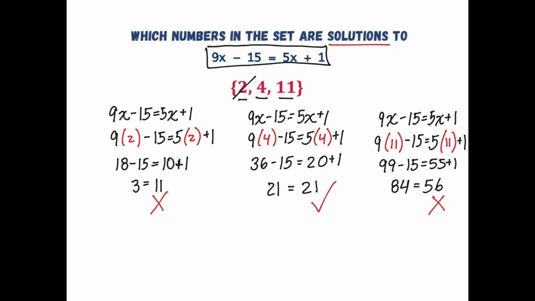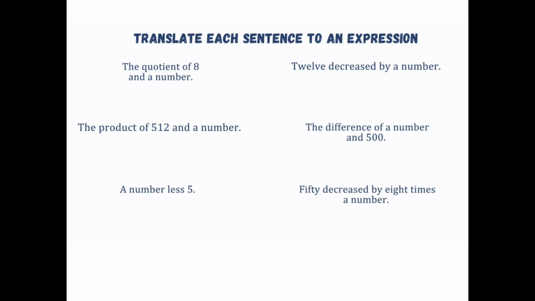84 is not equal to 56. That is a false statement. So we've proven that 2 and 11 are not the solution, which further proves the work we've done in the middle, which shows that x is the solution. So x equals 4. This is how your problem should look on your test.